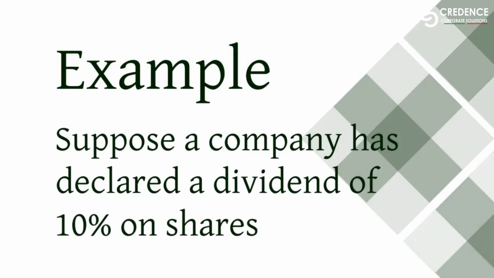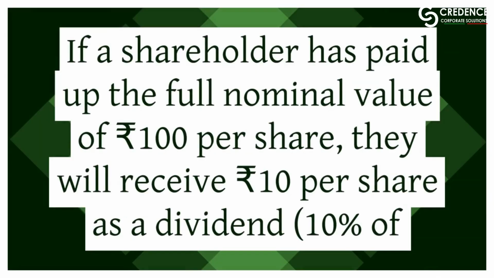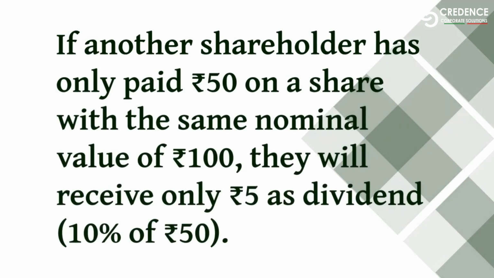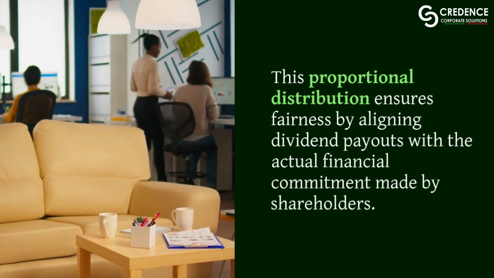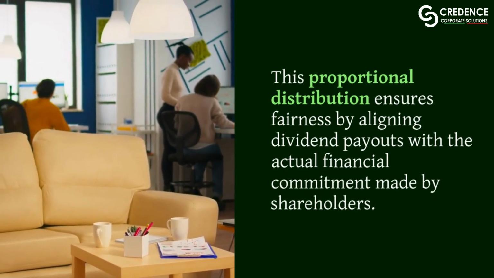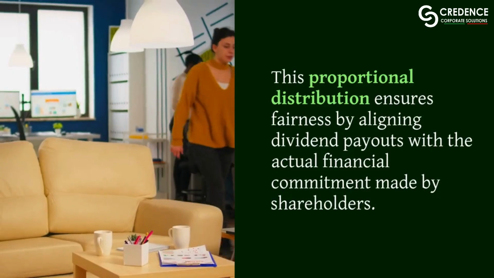Example: suppose a company has declared a dividend of 10% on shares. If a shareholder has paid up the full nominal value of 100 rupees per share, they will receive 10 rupees per share as a dividend, 10% of 100 rupees. If another shareholder has only paid 50 rupees on a share with the same nominal value of 100 rupees, they will receive only 5 rupees as dividend, 10% of 50 rupees. This proportional distribution ensures fairness by aligning dividend payouts with the actual financial commitment made by shareholders.